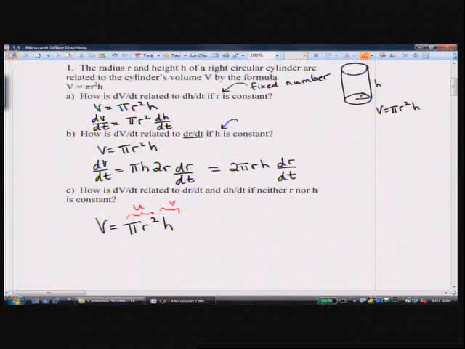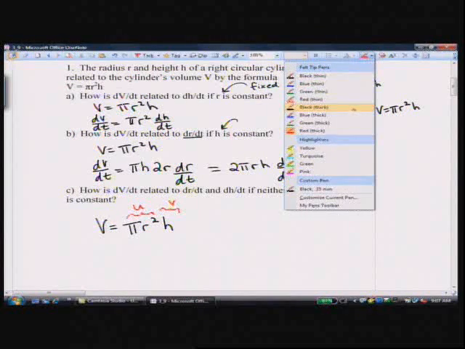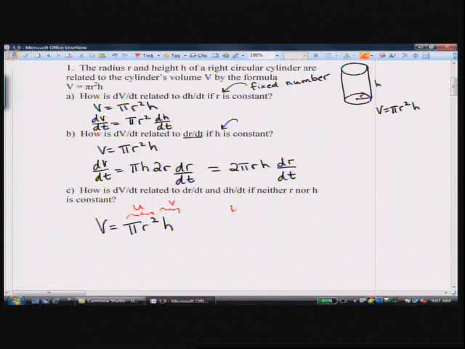and a v. Okay? So, differentiating with respect to t, your u is pi r squared, so your u prime will be 2 pi r dr dt. Make sense? And your v is h, so what is v prime? 1 dh dt. All right? It's dh dt. The derivative of h is just 1, but you have to say that you're differentiating with respect to time.